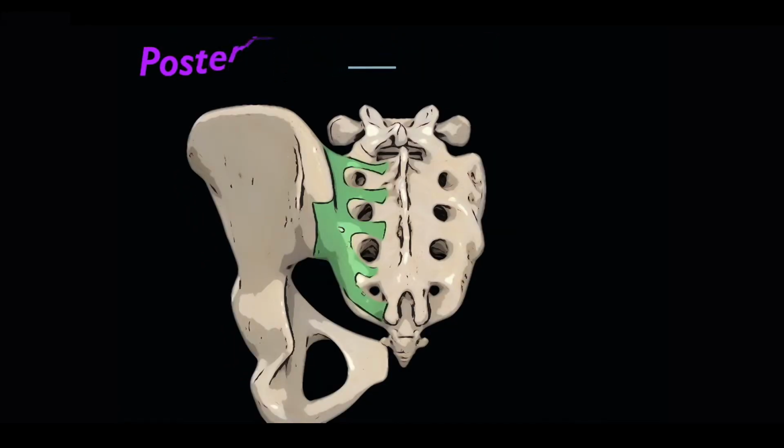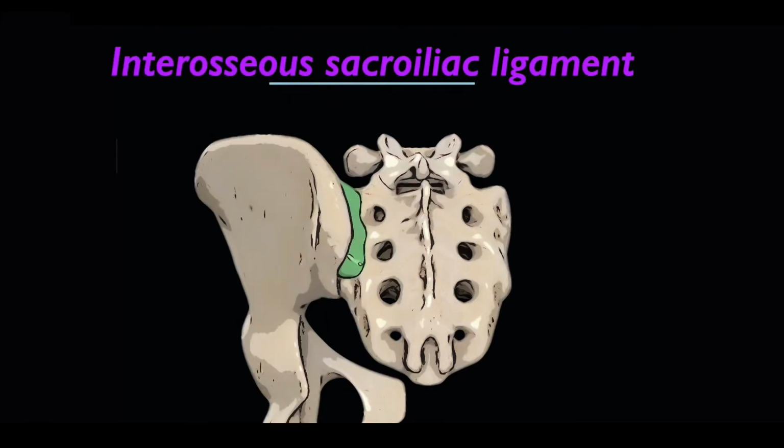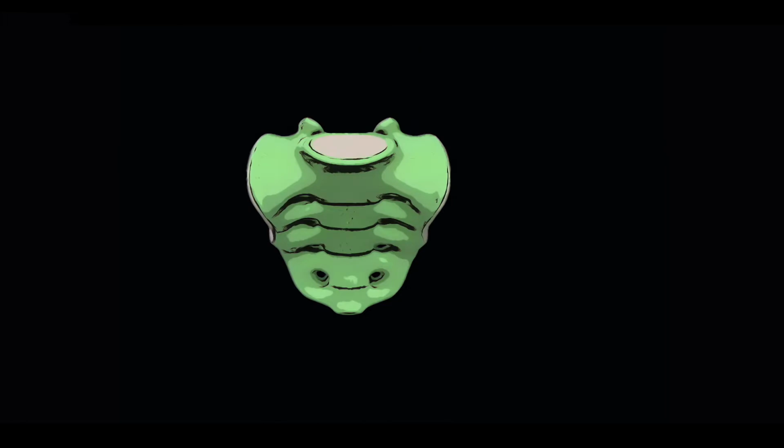The posterior and interosseous sacroiliac ligaments are the main ligaments responsible for linking the axial skeleton with the inferior appendicular skeleton. They firmly attach the sacrum to the iliac bones. The sacrum is actually suspended between the iliac bones.